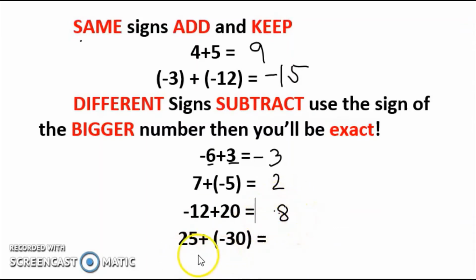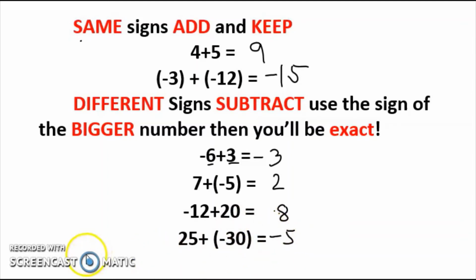Now, we have 25 plus negative 30. Obviously, different signs pa rin sila. So, we have to subtract. So, 25 and 30, subtracting them, we will have 5. So, 5 yung magiging sagot. Now, we use the sign of the bigger number. 25 and 30, mas mataas ang 30. Ang sign ng 30 ay negative, kaya ang sign ng 5 ay negative.